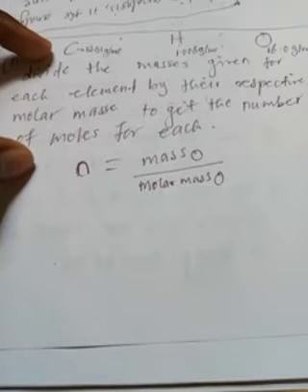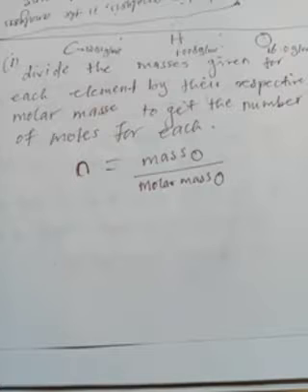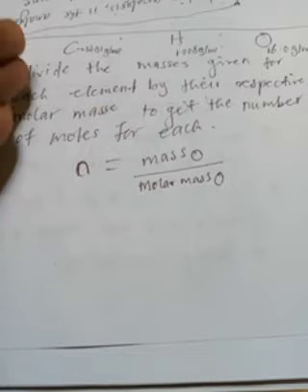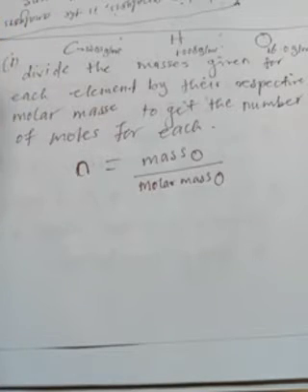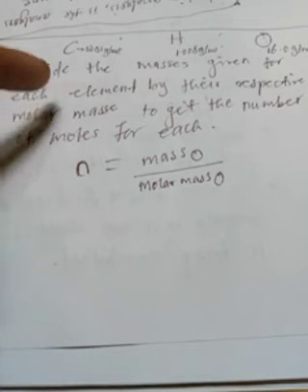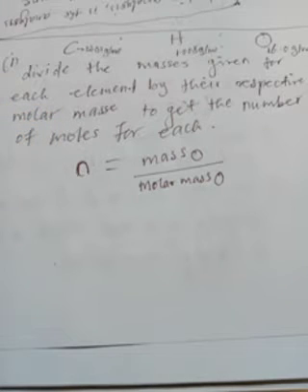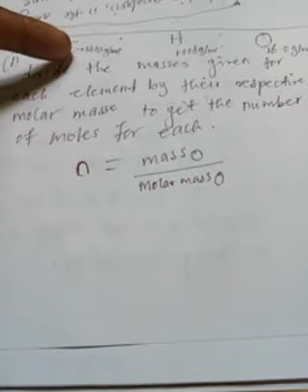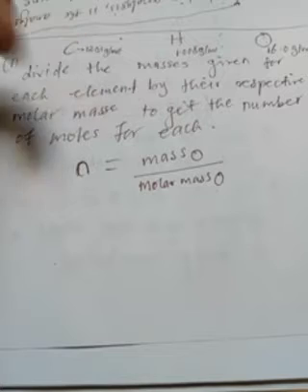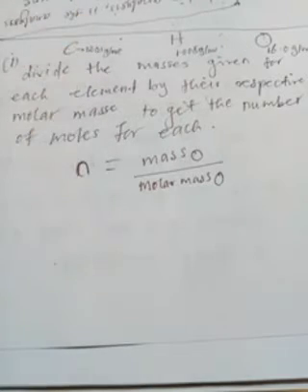So first of all, you need to do what? Divide the masses given for each element by the masses on the periodic table, which is the molar mass. For each, you divide with respect to the molar mass given. If this one is having 2.5 grams, I will divide that same 2.5 grams by what? 12.01 grams. Same applies to this one. And also the last one.